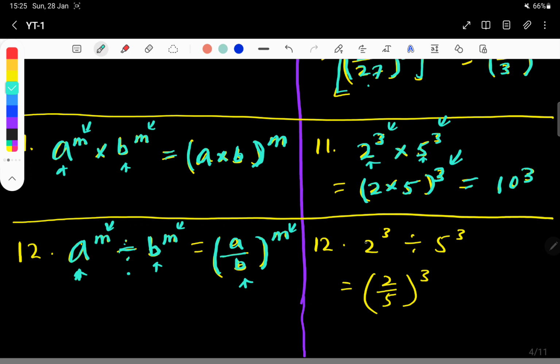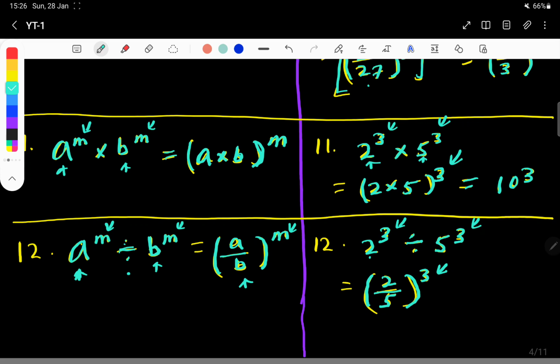For example, let's say you have 2 power of 3 divided by 5 power of 3. Notice both numbers have the same power. That's why the power can remain the same as 3. Then open one bracket. What's the process you need to do? 2 divided by 5, so you have 2 over 5 power of 3.